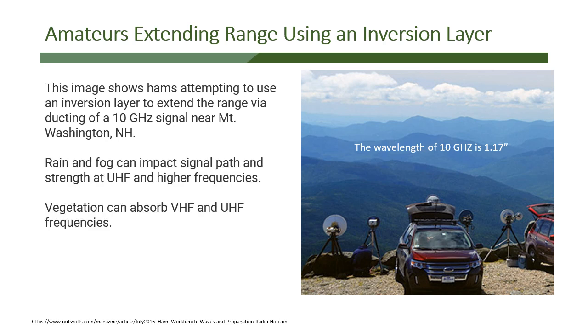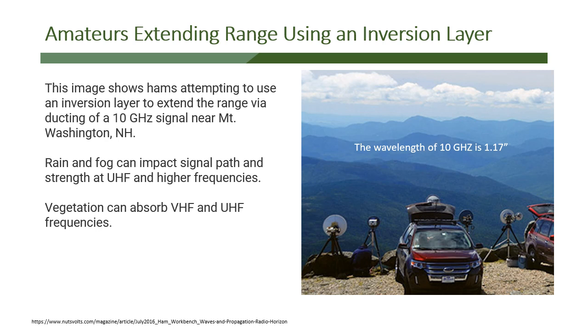And keep in mind that with these frequencies, at the UHF and higher frequencies, rain and fog can impact signal path and strength. And as we showed before, there's something called tropospheric ducting that can favor these bands so that they can be ducted and travel longer distances. And of course, vegetation can absorb VHF and UHF frequencies, which means if you're trying to transmit through a forest, you're not going to have the same signal strength as if you were transmitting in open air.